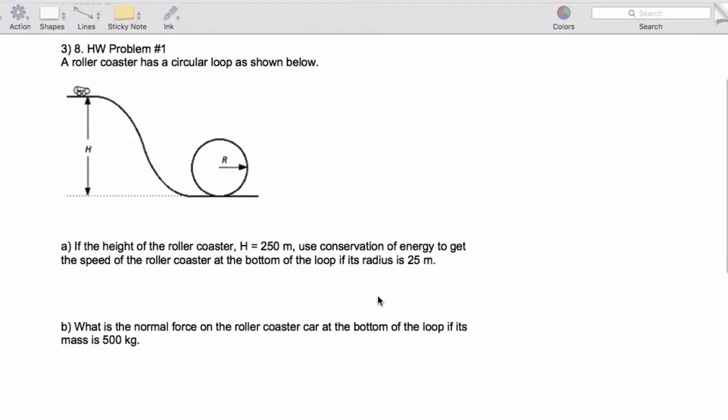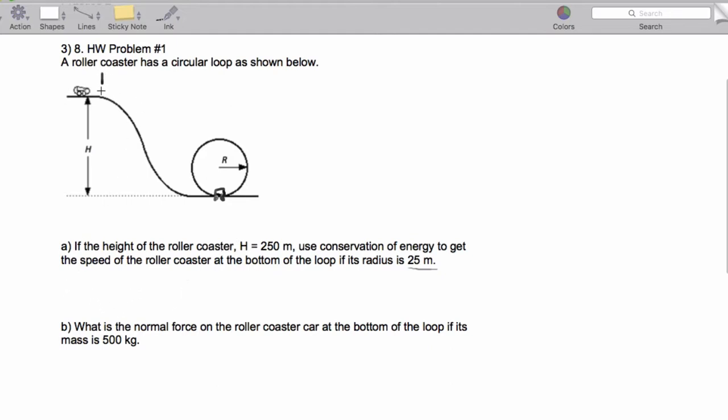Alrighty, roller coaster problem. So we have this roller coaster with this ridiculous height of 215 meters. And we want to get the speed of the roller coaster at the bottom of the loop right here. I gave you a little bit of extra information there. That 25 meters is nice to know for later parts of the problem, but we don't need it right here.